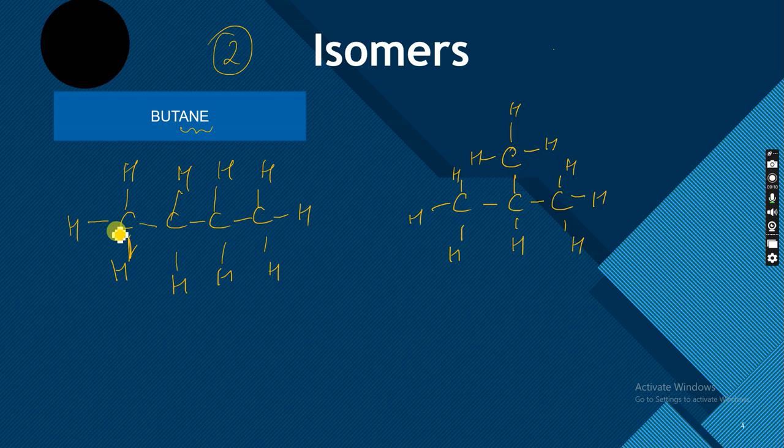Whenever you see a straight chain structure, you put the letter n, small letter n. So n-butane. This structure is named n-butane. And when you say this structure, it is called isobutane. This is the common name, isobutane.